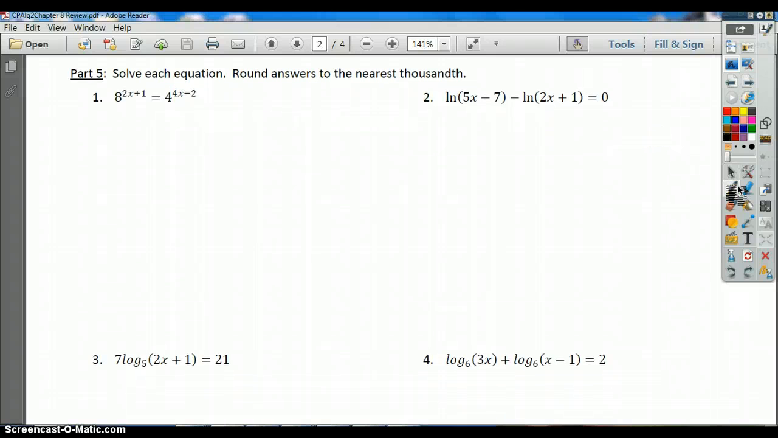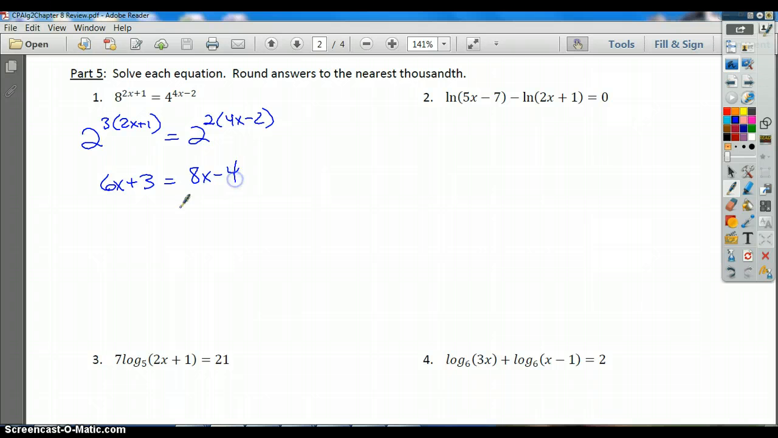All right, part 5. Round each to the nearest 1,000, so we'll have a calculator handy. Okay, I'm going to write 8 as 2 to the 3rd with a 2x plus 1 up here. This will be 2 squared to the 4x minus 2. So we're looking at 6x plus 3 equals 8x minus 4. So this is 2x equals 7. x is equal to 7 divided by 2. So I don't have to round that to the nearest 1,000. That would be basically 3.5.